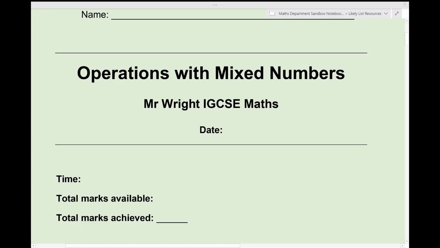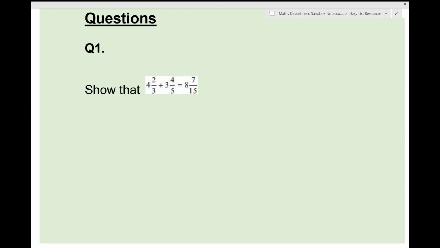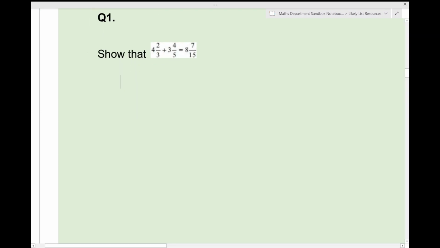Right, let's get started. Operations with mixed numbers. Now, all of these are past IGCSE questions. Let's have a look at question 1. Show that the left-hand side equals the right-hand side. Well, I'm simply going to work out what the left-hand side equals.